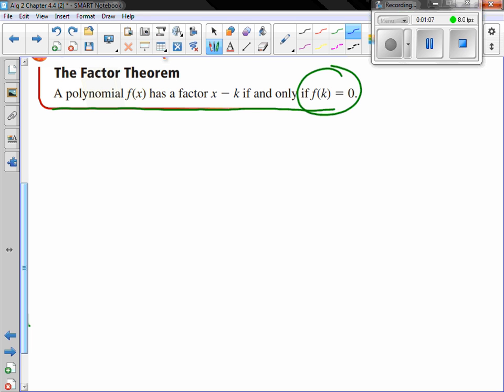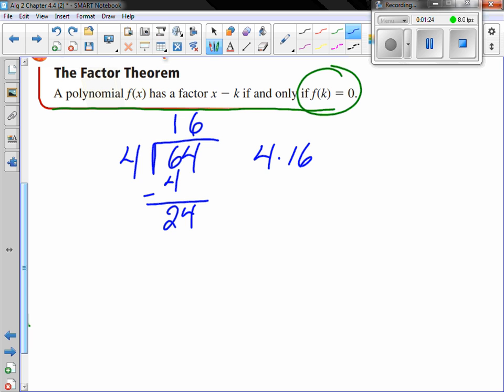I mean, really, we can relate this back to long division. 4 divided by, let's just say 64. Well, if I do this division, we'd have 16. So I know 4 times 16 is 64, so 4 is a factor of 64, yes? It'd work the same with polynomials.